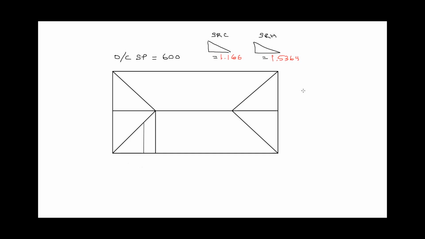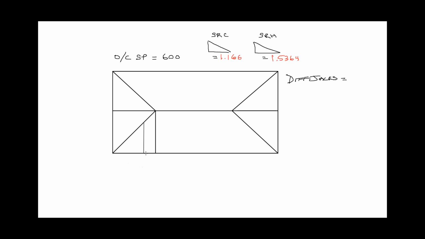Okay, welcome back. Now we are going to do a quick lesson on difference of jacks. Here we have a hip jack. As we travel from a first common rafter down our hip, we turn into what's called jacks.